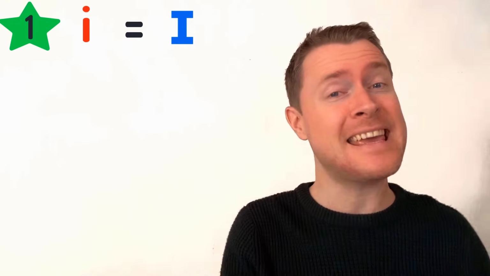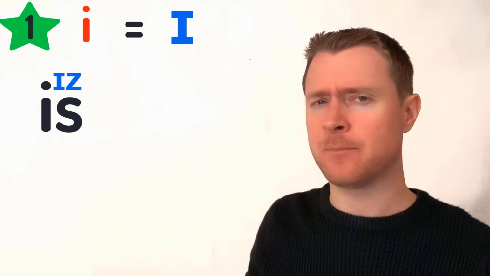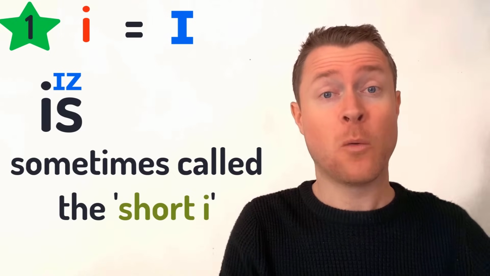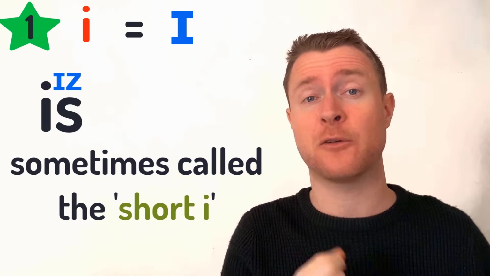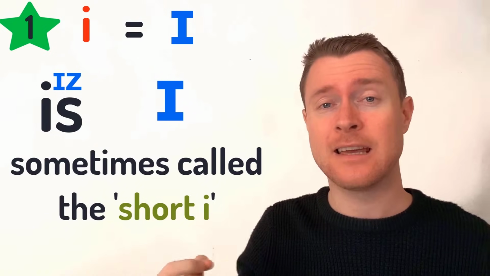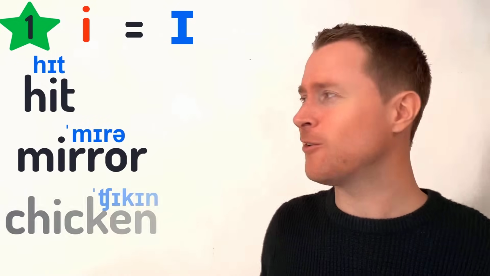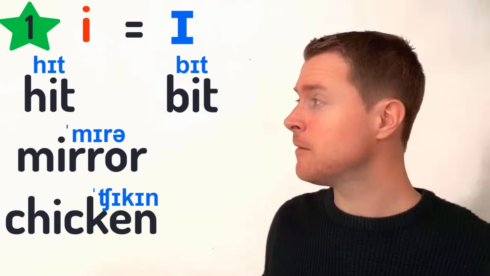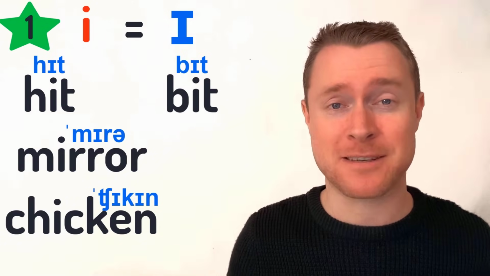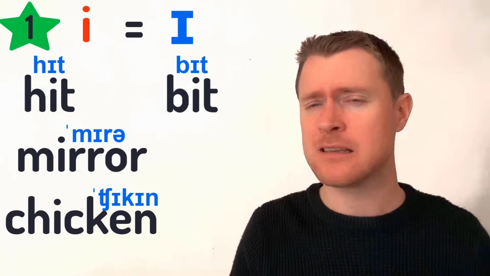You just heard me say "is." In the word "is," we pronounce it I. This actual sound is known as the short I. Why? Because it's a really, really short sound. It's not a long sound. So, I, in words like hit or mirror or chicken or bit, as in a bit of that or a bit of this. In all of those words, you'll hear that I sound.